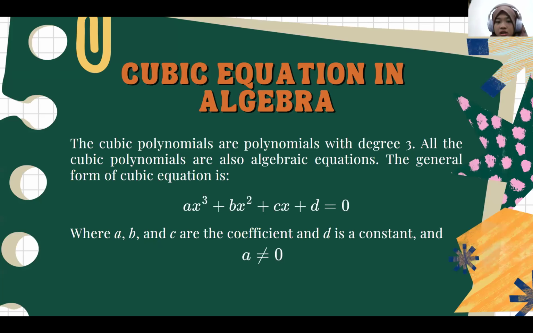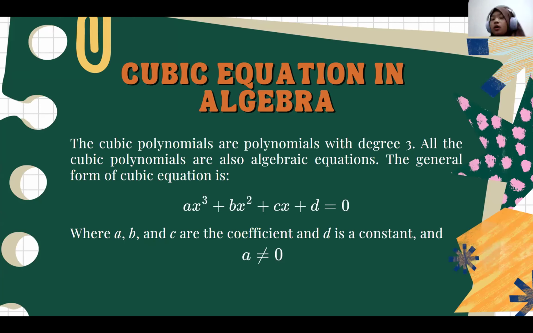Okay, there is a cubic equation in algebra. Cubic polynomials are polynomials with degree 3. All cubic polynomials are also algebraic. The general form is ax cubed plus bx squared plus cx plus d is equal to 0, where a, b, c, and d are constants, and a is not equal to 0.